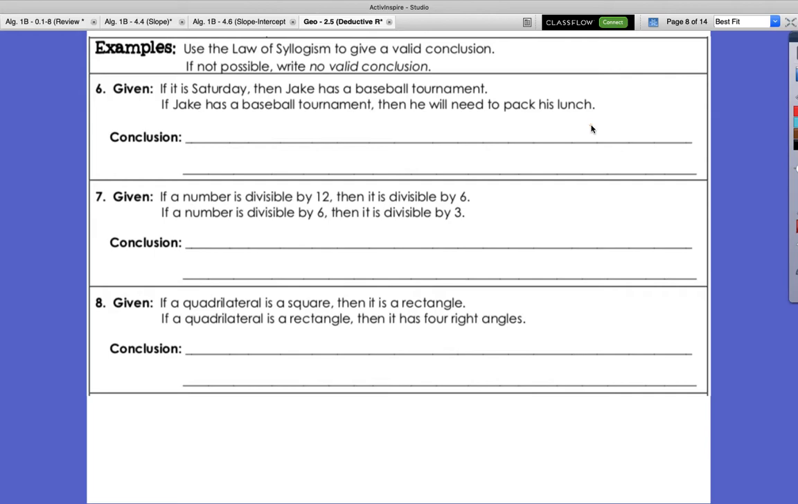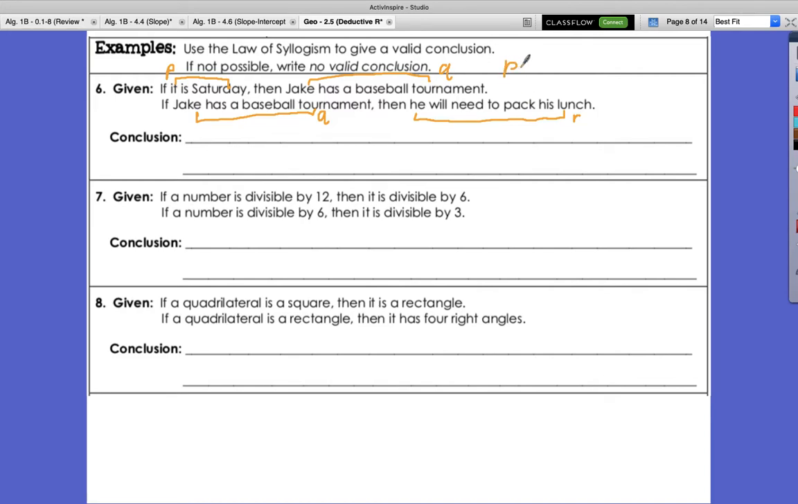So if it is Saturday, then Jake has a baseball tournament. If Jake has a baseball tournament, then he will need to pack his lunch. Let's go through and mark our P's, Q's, and R's. It is Saturday. That's our first hypothesis, P. Jake has a baseball tournament. That's our Q. Now, Jake has a baseball tournament. We've seen that before. That's Q again, so we're not going to use a new letter. Then he will need to pack his lunch. That's new though, so we use R.